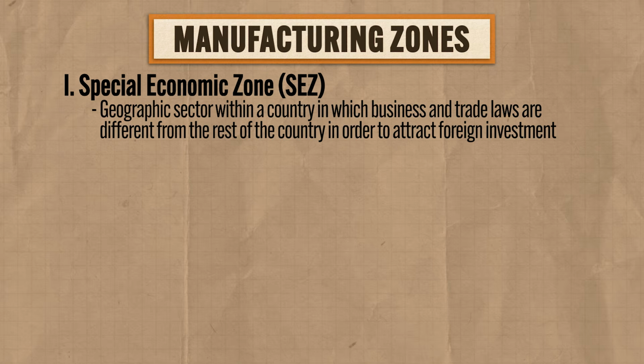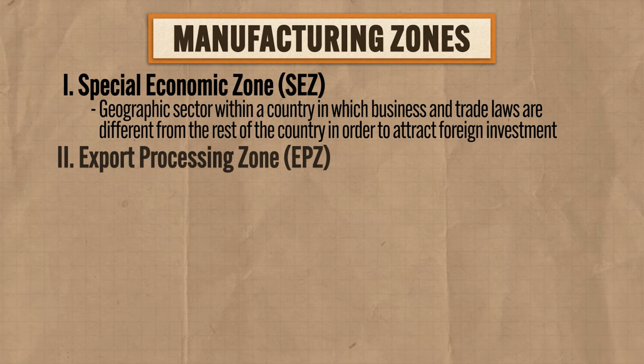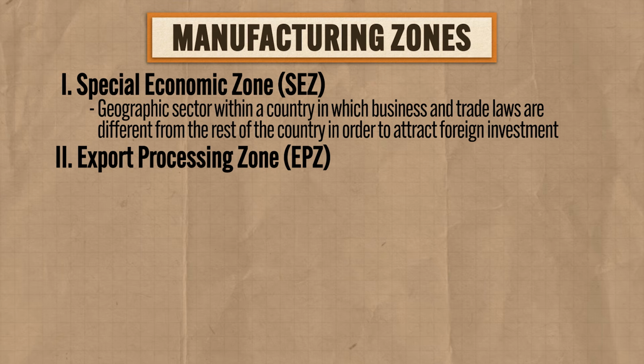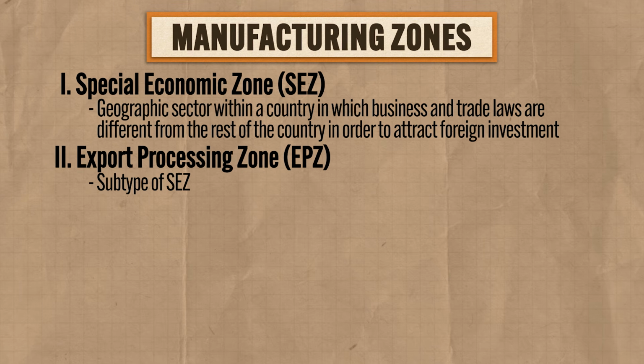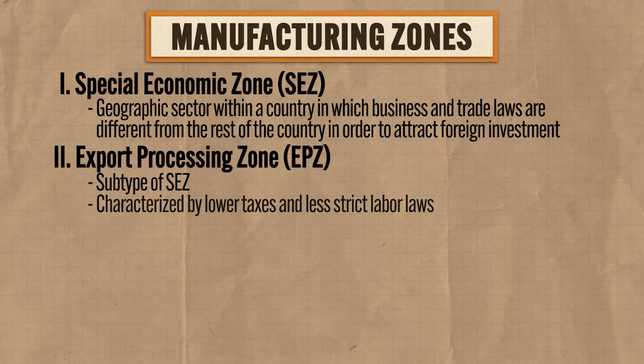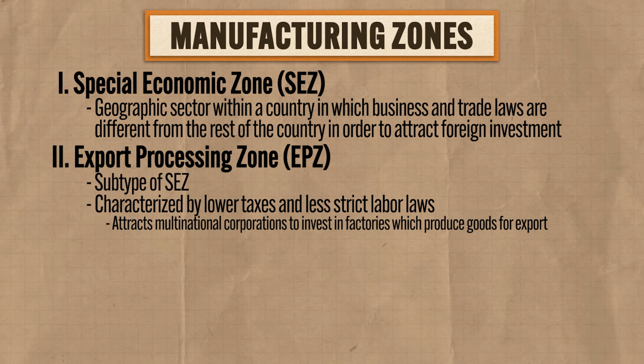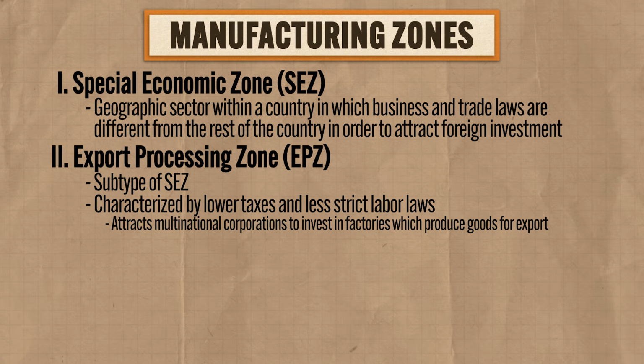And then the second kind of manufacturing zone you need to know is called an export processing zone, or EPZ. Now to be clear, this isn't a different species of manufacturing zone from the SEZ, but it's more like a subtype of it. Basically, the EPZ is usually characterized by lower taxes and less strict labor laws, which are established to attract multinational corporations to invest in factories which produce goods for export. So the emphasis here is the construction of manufacturing zones in which corporations can get their goods made without the bother of pesky labor unions and minimum wage laws.